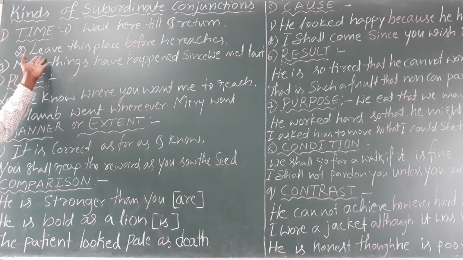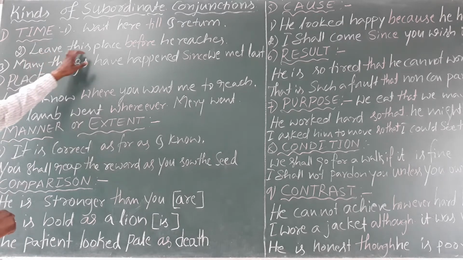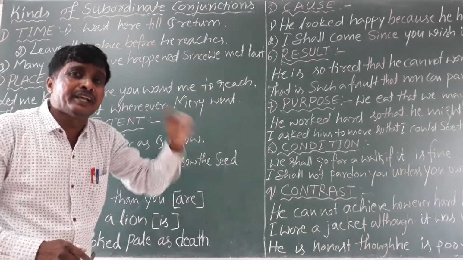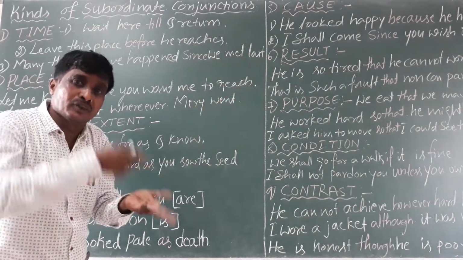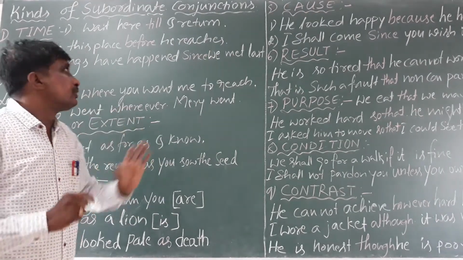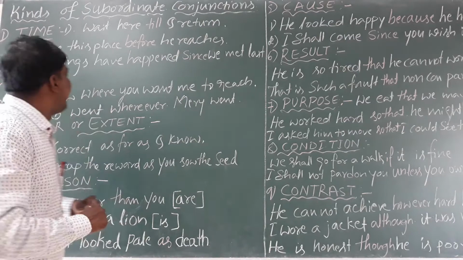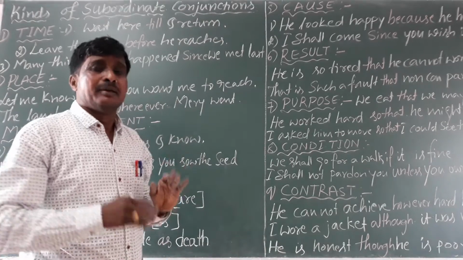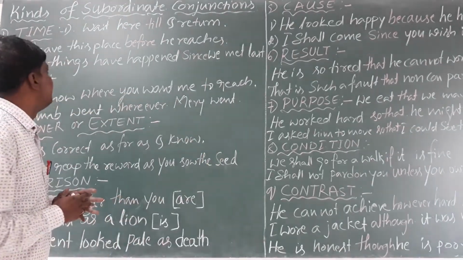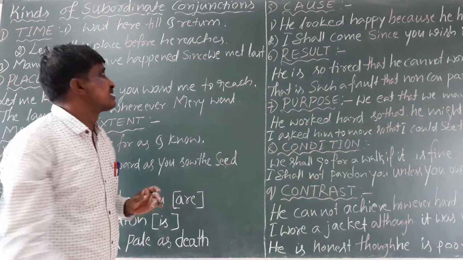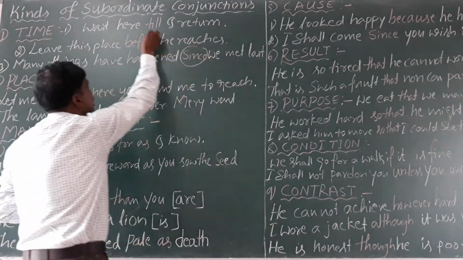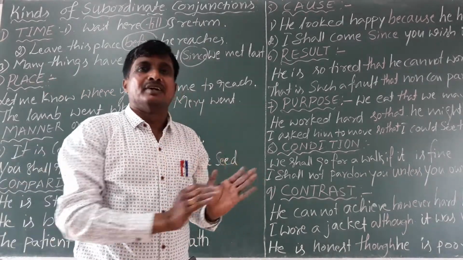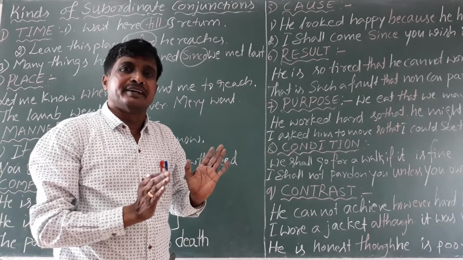Second example, you can understand clearly. Leave this place before he reaches. See, before expresses time. Till expresses time. Many things have happened since we met last. See that: since, before, till express a time. That is why these are subordinate conjunctions.